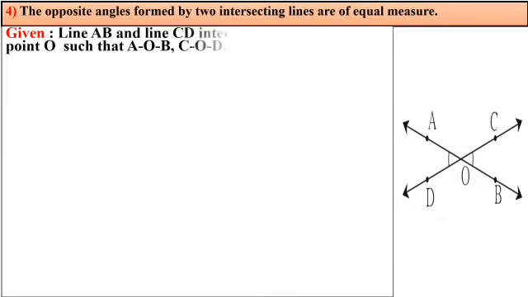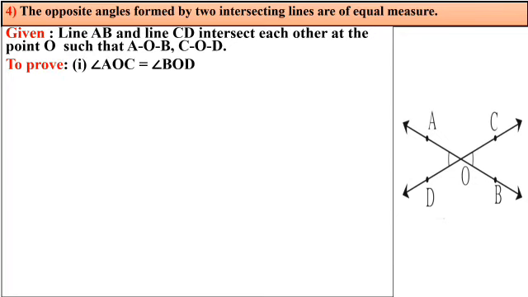First we have to write: line AB and line CD intersect each other at the point O, such that AOB is collinear and DOC is also collinear. Collinear means they lie on the same line. Here we have to prove that angle AOC is equal to angle BOD. Second, we have to prove angle AOD is equal to angle BOC. So here we need to give proof.